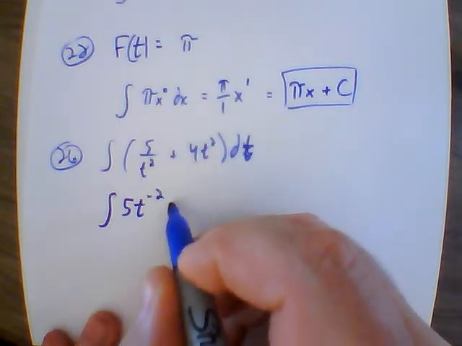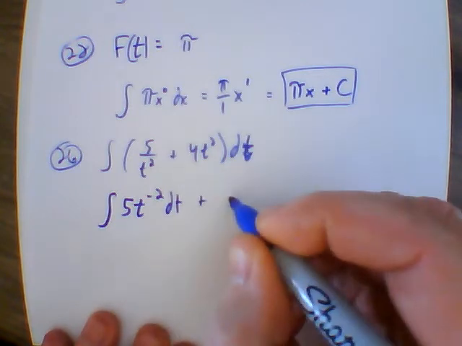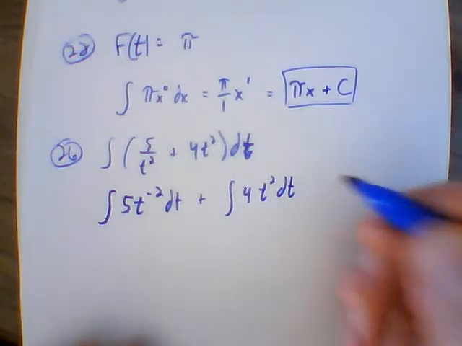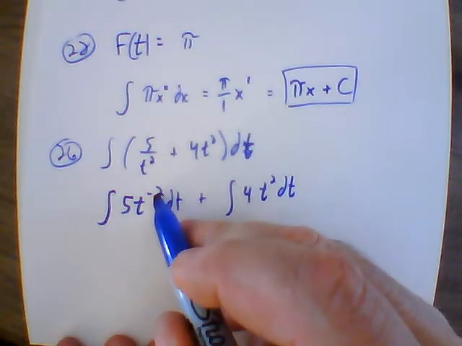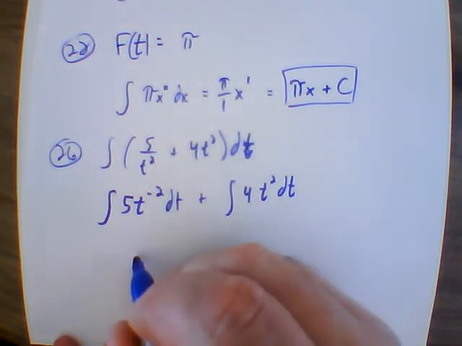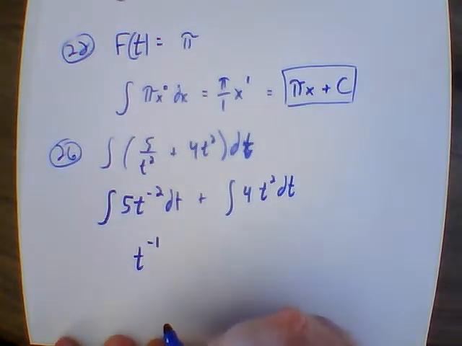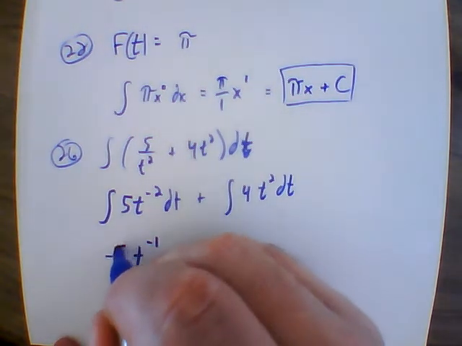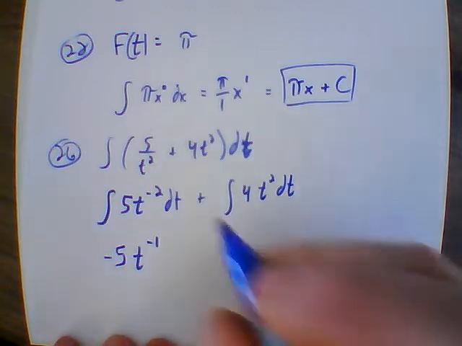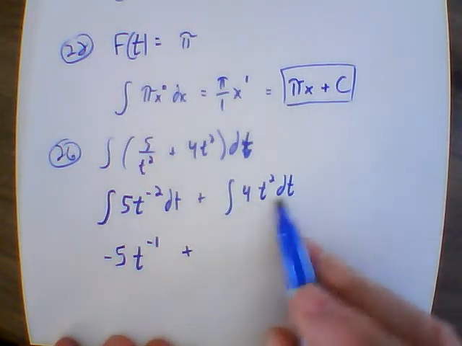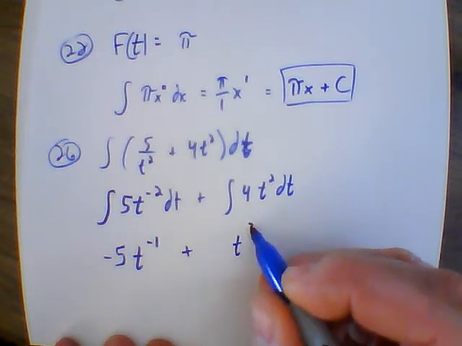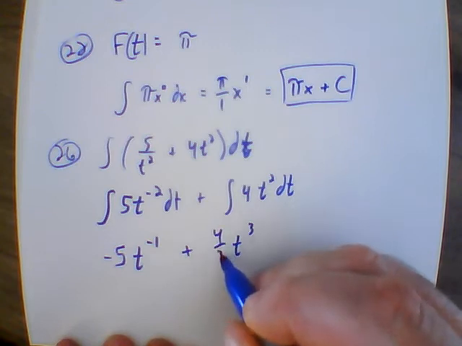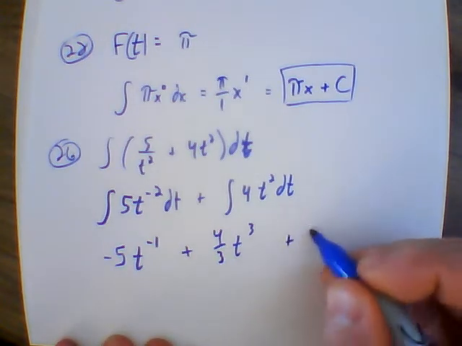5t to the -2 dt, plus the integral of 4t squared dt. So if we add 1 to this exponent, we would have t to the negative 1 power. Now we divide by negative 1, so 5 divided by negative 1 would be negative 5. Plus then, if we add 1 here, this would be t cubed. Divide by that 3, so it would be 4/3. And then we would have that plus c.